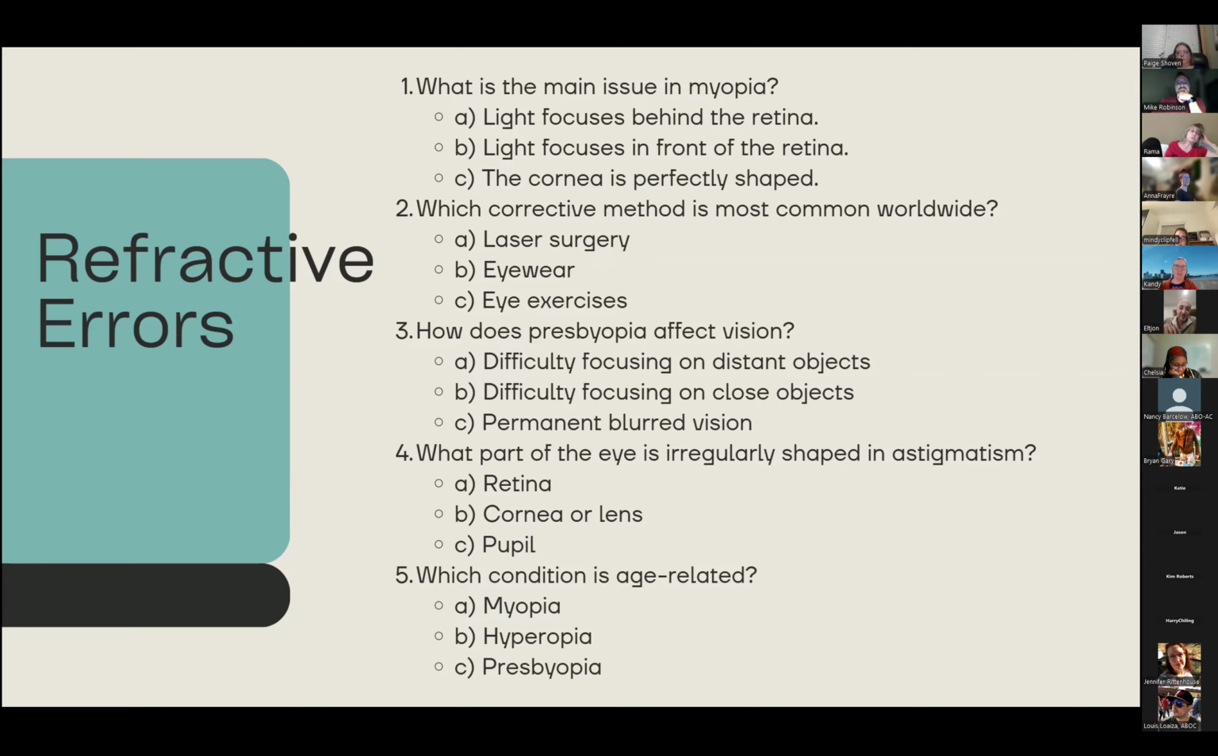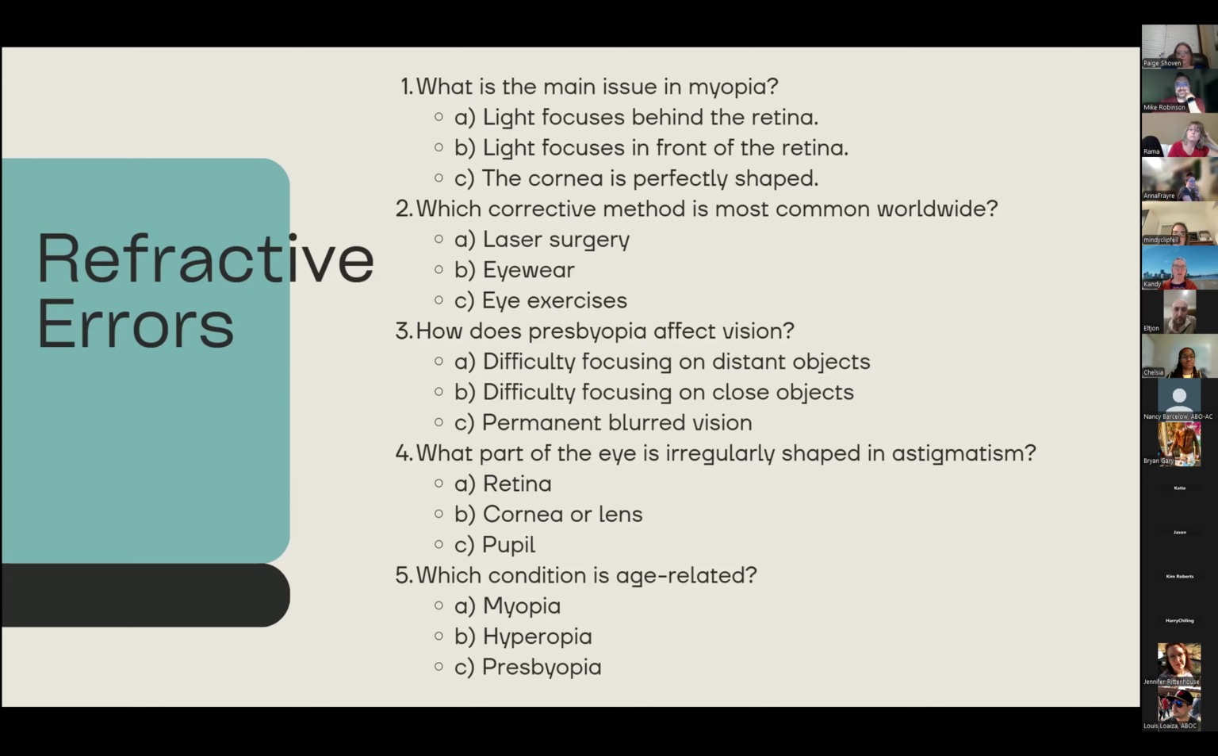Okay. I like that. Someone's going to break it all down. Yeah, I love that. How does presbyopia affect vision? A, difficulty focusing on distance objects. B, difficulty focusing on close objects. Or C, permanent blurred vision? You got a lot of B's.